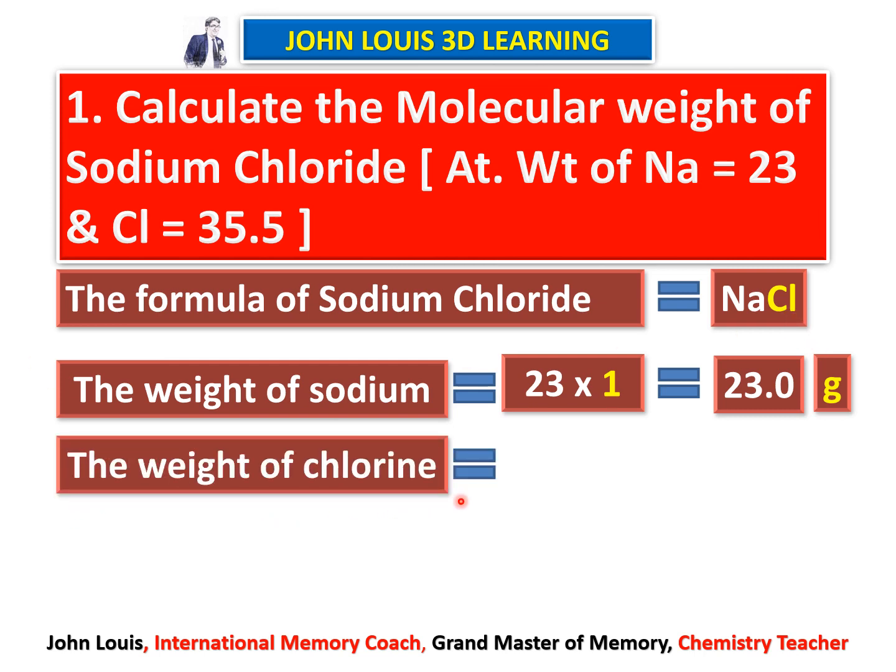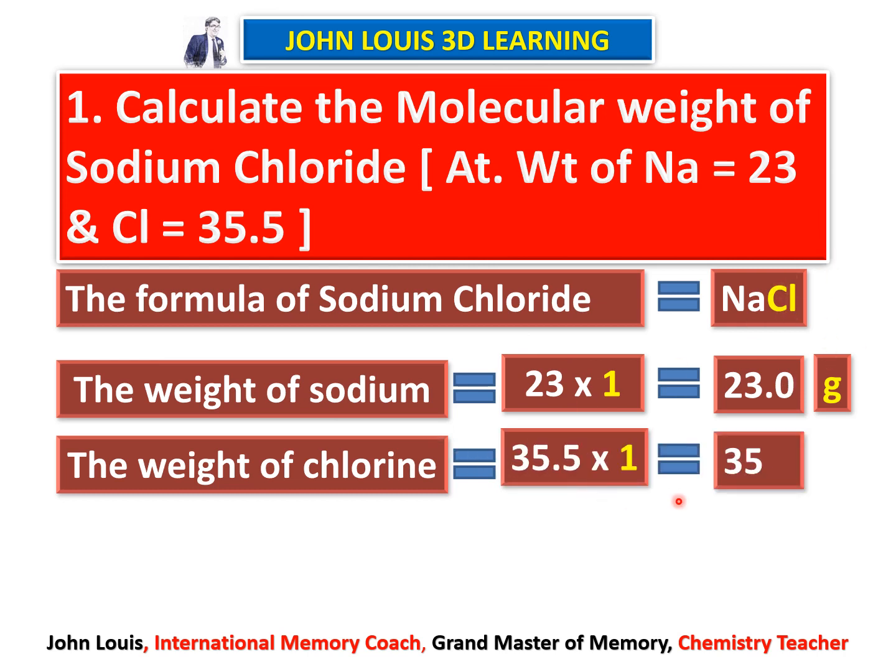Now, what is the other element? Chlorine. Therefore, the weight of chlorine is equal to, what is the atomic weight of chlorine? 35.5. How many chlorines are there in that formula? There is only one chlorine in that formula. Therefore, 35.5 into 1 is equal to 35.5 grams.